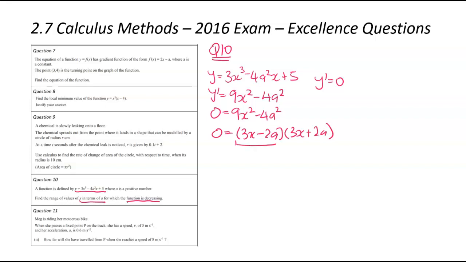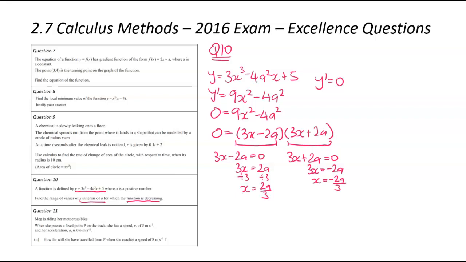From that, we're going to find our two solutions. So let's say if 3x minus 2a is equal to 0, 3x is equal to 2a, we're then going to divide by 3, divide by 3. x is going to be equal to 2a divided by 3. So that would be our first turning point, or our first x-intercept in the gradient function. Now we're going to do the same over here. So we've got 3x plus 2a is equal to 0. Minus 2a. We've then got 3x is equal to negative 2a. x will be equal to negative 2a divided by 3.